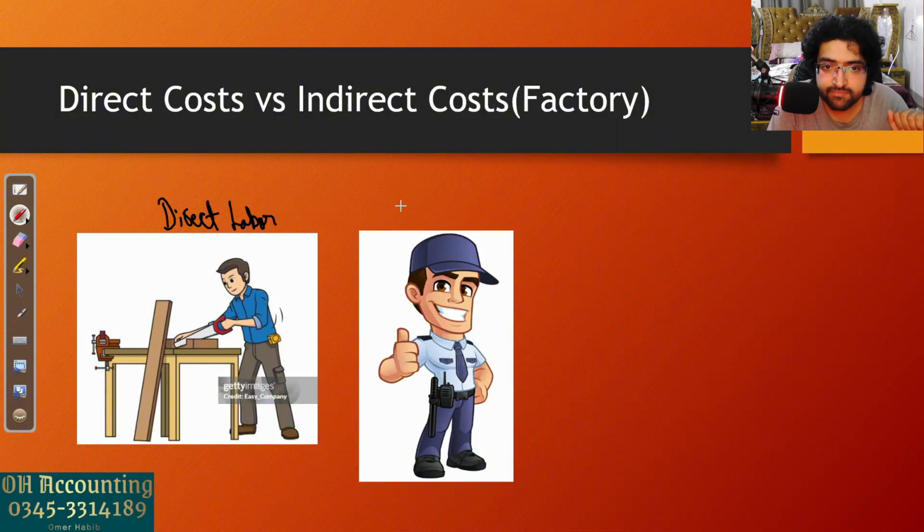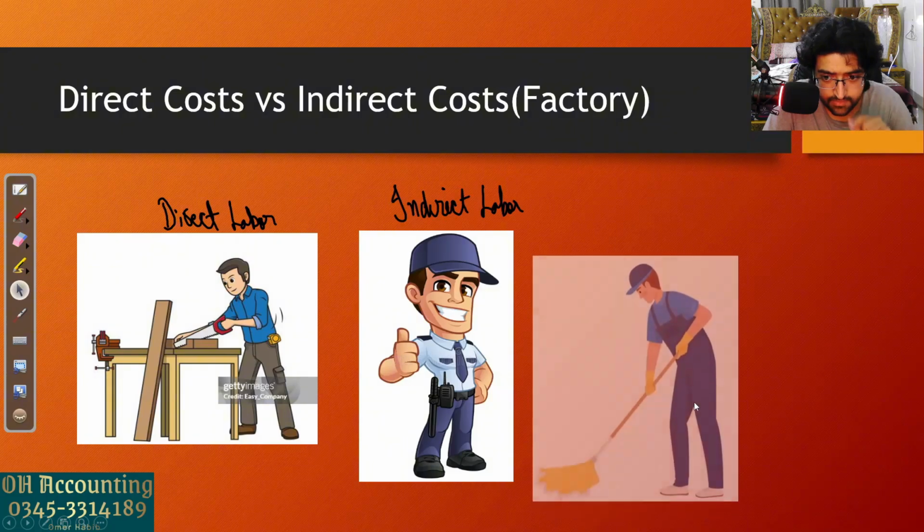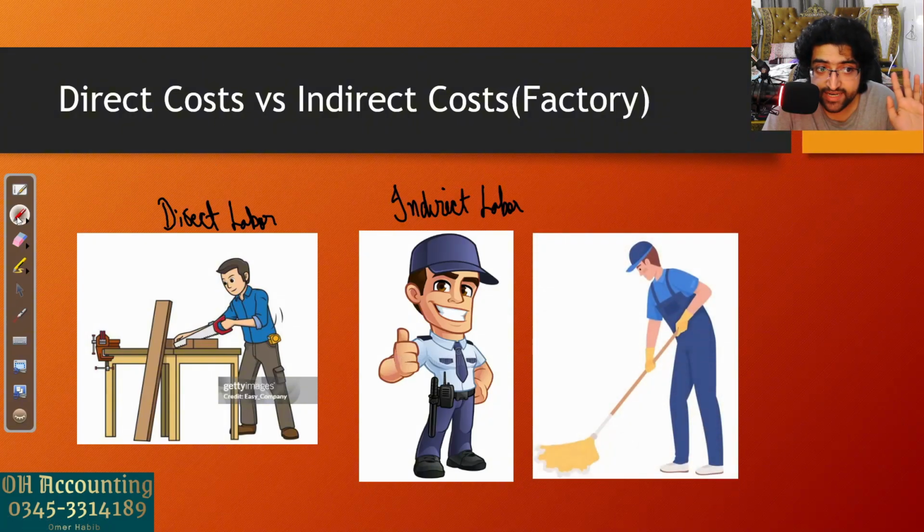What do we call them? Indirect labor. Okay? Again, the factory cleaner is also indirect labor. Okay? Because they are not manufacturing the goods, they are not part of the manufacturing process, they are just necessary for the factory. So they are indirect expenses of the factory or indirect costs.